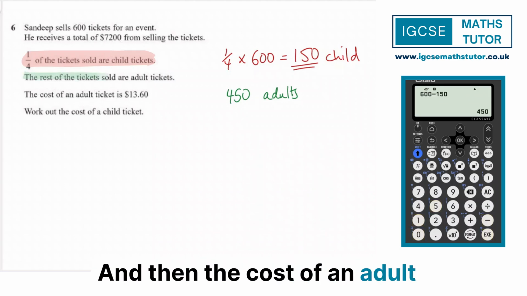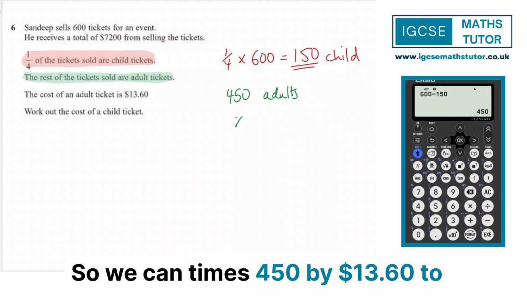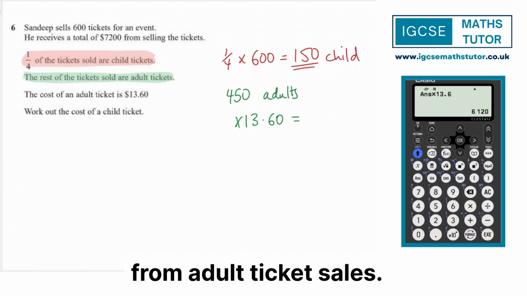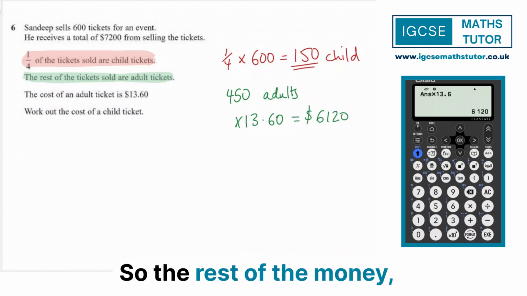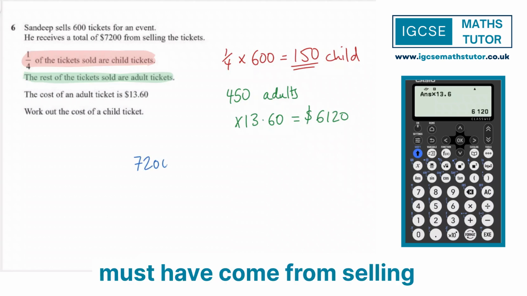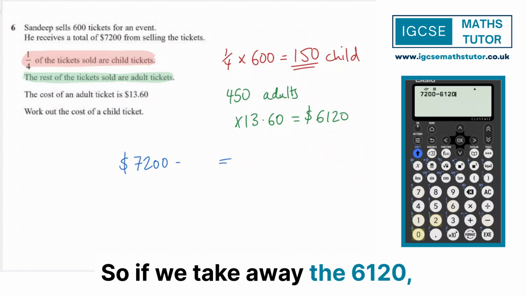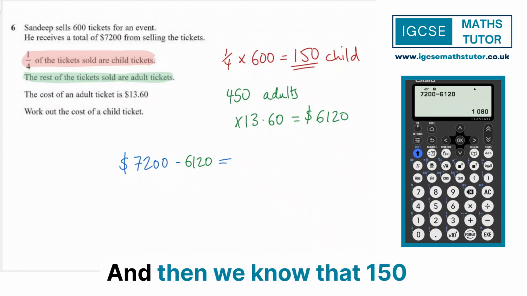And then the cost of an adult ticket is $13.60. So we can times 450 by $13.60 to figure out how much was raised from adult ticket sales. $6,120. So the rest of that $7,200 must have come from selling children's tickets. So if we take away the 6,120, we'll know how much was raised from children's tickets. $1,080.